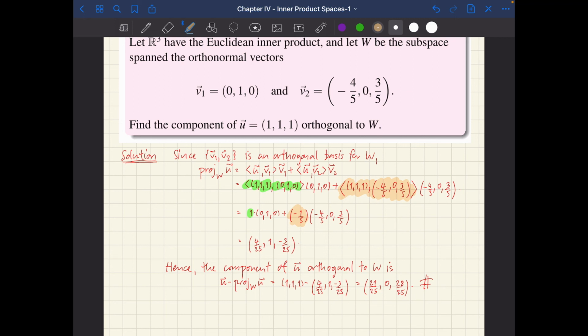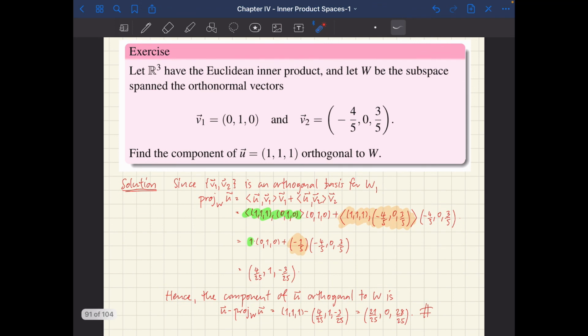But we need to find the component of u orthogonal to W. So we will use the projection of u on W, right? We use u minus the projection of u on W, and the answer is the vector (21/25, 0, 28/25). Okay, that's it. If you need to copy this page, please pause the video.